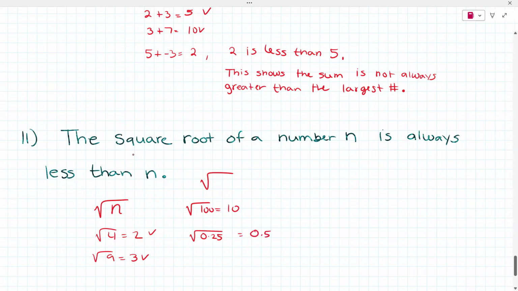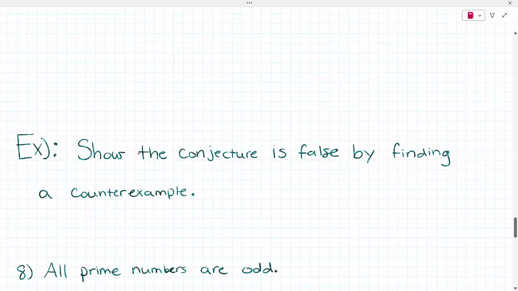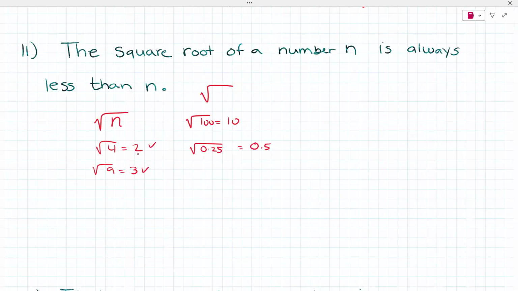So this is a false statement. This proves that this conjecture has a counterexample. So you could say, yeah, 0.5 is greater than 0.25.